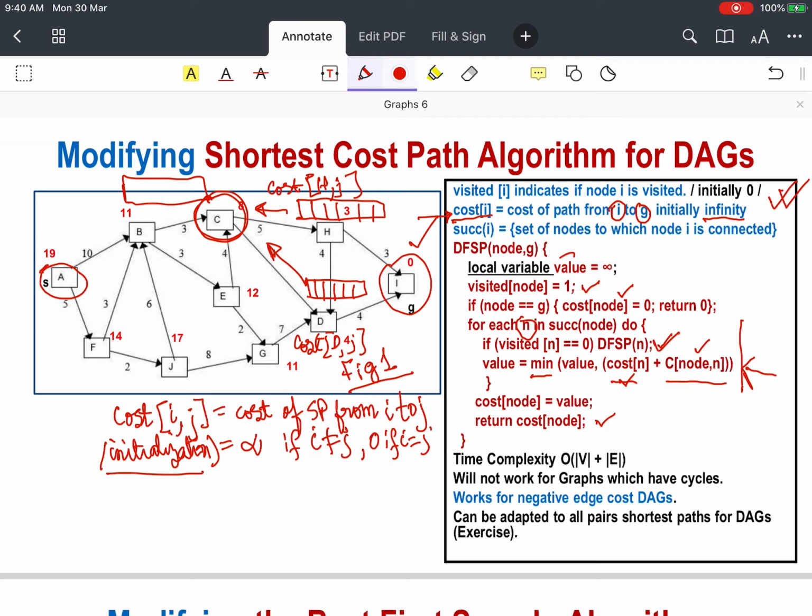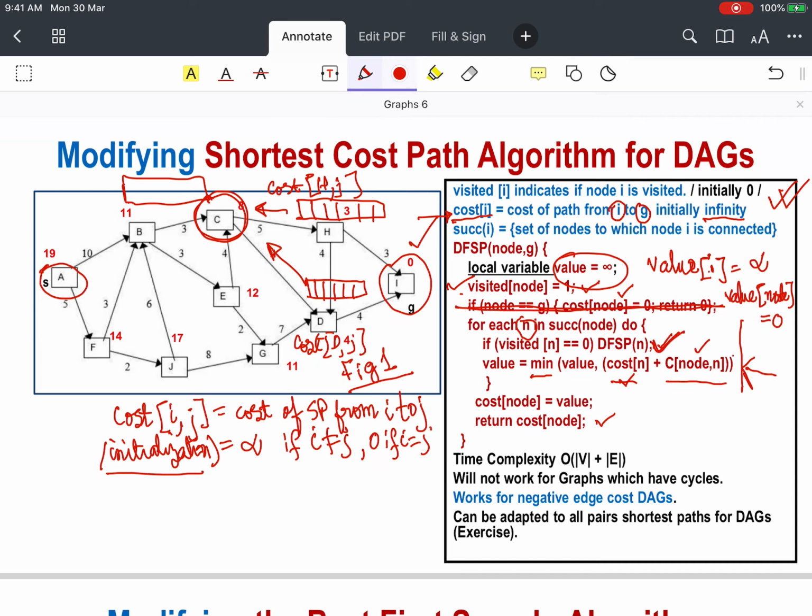So what it will do is, instead of a single value, it will now maintain a value array. And it will set this value array to infinity. And this part, visited node 1, is okay. If node equal to G, return, this is not required anymore. This part is not required anymore, except the only thing that is required is that the value to its own self is equal to 0, because the value to a node for itself is equal to 0.